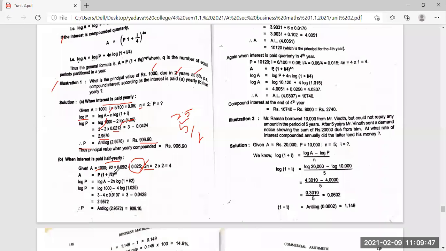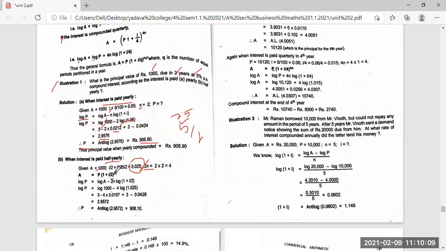So from the total 5%, since it is half yearly, we put 2. If it were quarterly, we would put 4. So now, since it is half yearly, 2 into N, so 2 into 2 is 4. So now the formula is A is equal to P into 1 plus I, where for half yearly we put 2, and I divided by 2 we have already put.